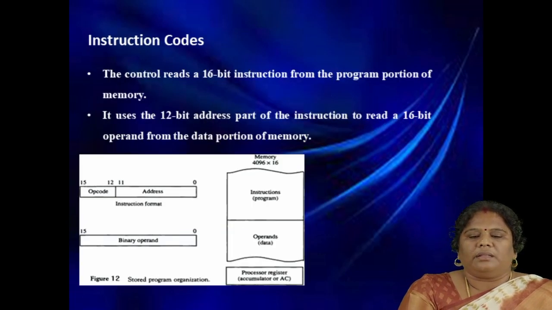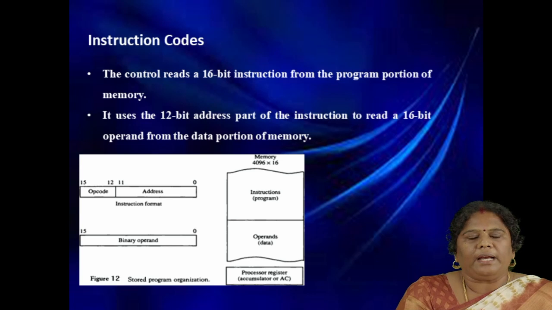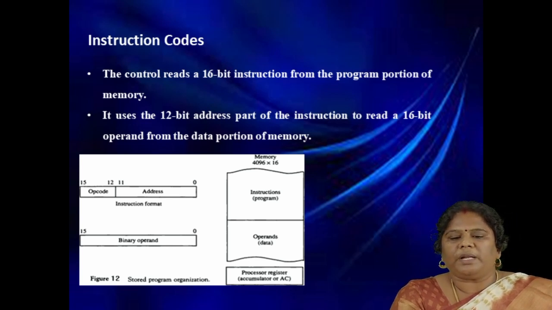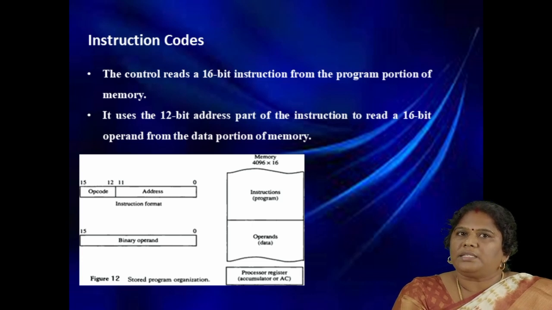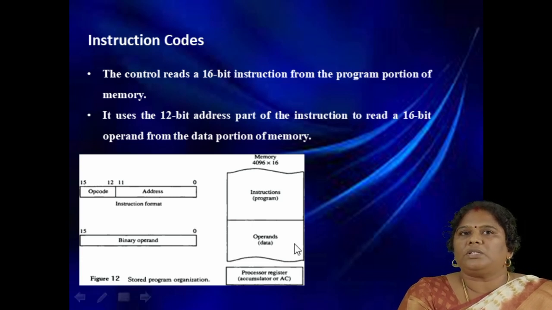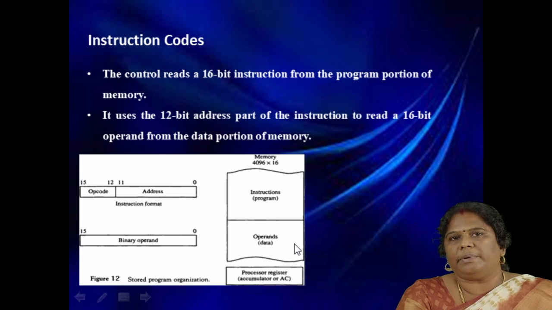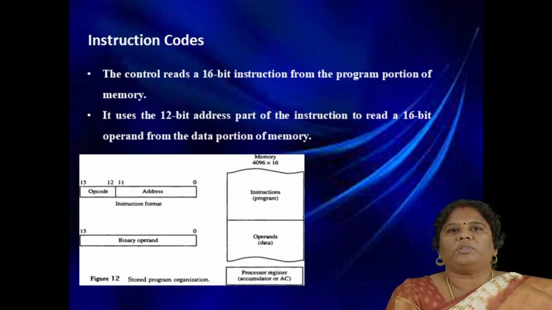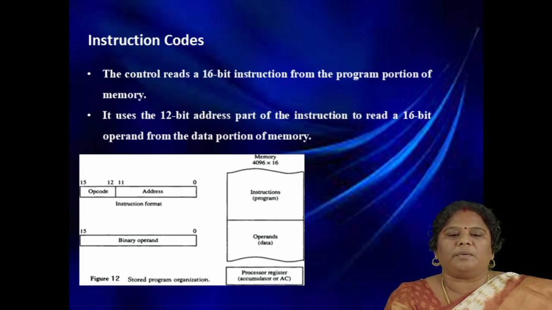Okay. Next, this is the structure of the memory. Memory is divided into two parts. It will be storing instructions in the first part and operands in the second part. The instruction and operands are both stored in a 16-bit address scheme. This is because this computer has to store 4096 words in its memory.